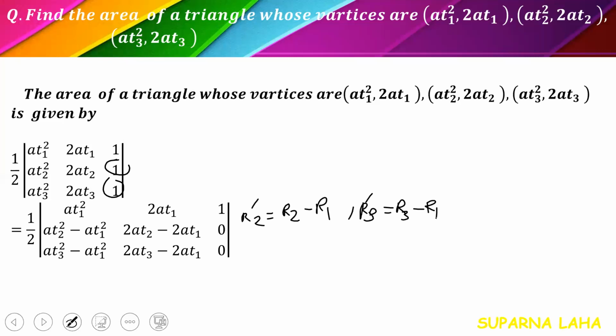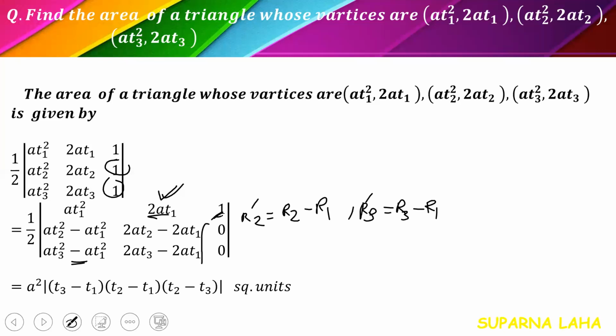Now you can take common 2a from column 2, and a from column 1. So that will be half into 2a square, that means only a square. And if you expand this determinant according to the third column, you will find only this 2 by 2 determinant. If you find this value, it is given by this. Here I am using the mod sign, writing the value of this determinant inside the mod.